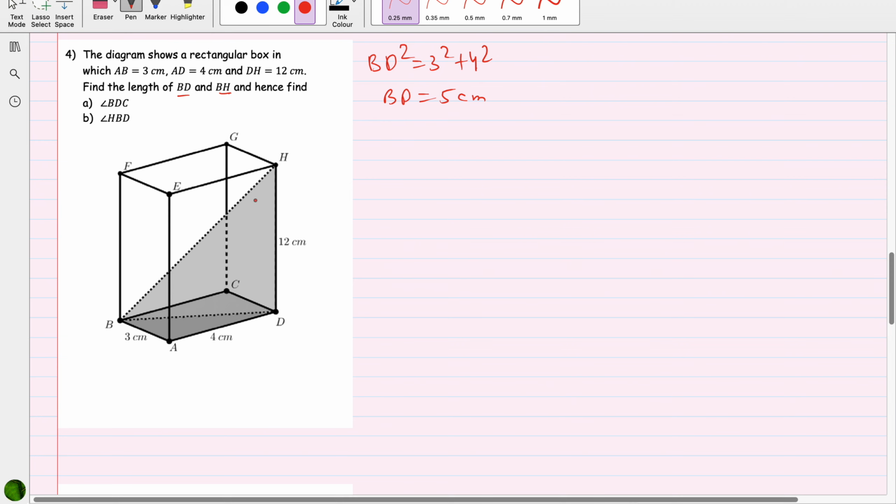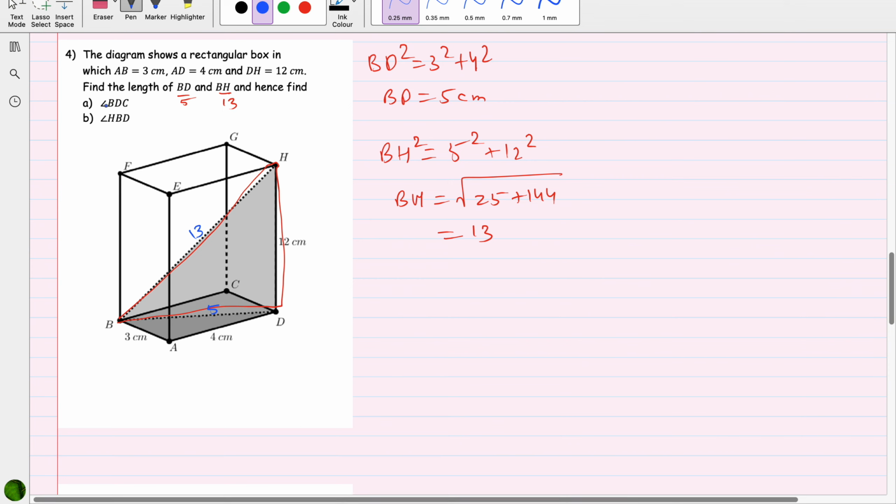For BH, if you look at this triangle BHD, BH is now the hypotenuse. So BH squared is equal to base, one is 5, the other side is 12. So BH is equal to the square root of 25 plus 144, and your answer is 13. So this was 5 and this is 13. We'll use these values later.